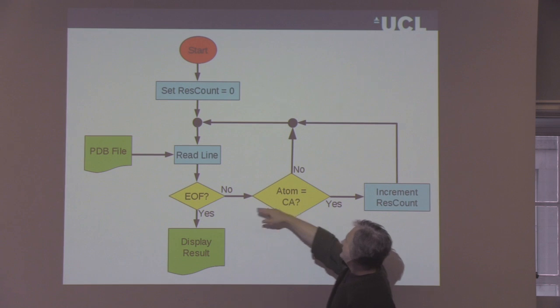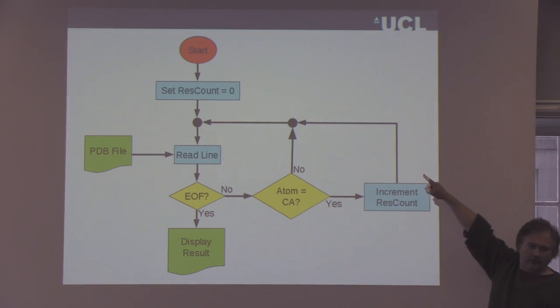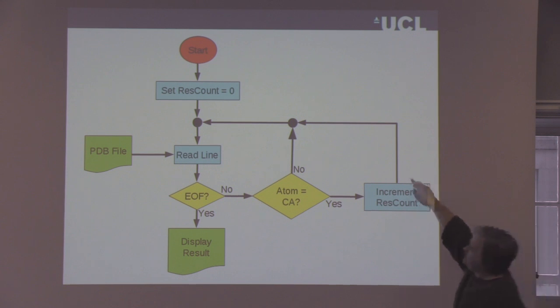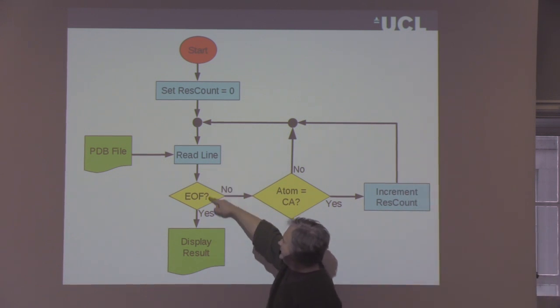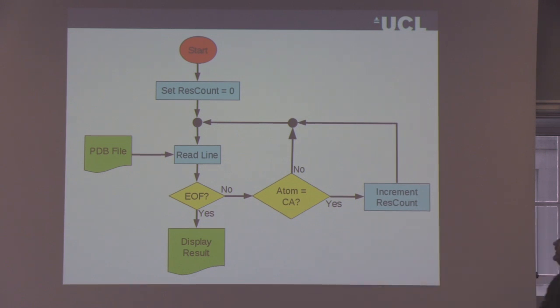And we keep looping around this until we do find a Ca, in which case we increment the residue count. And we loop back then to here. Finally, when we get to the end of the file, we display the results and say how many Ca residues there were. So this is a representation of an algorithm. Obviously, you can't take that and put it into a computer and get it to work. You need to write that in a programming language.